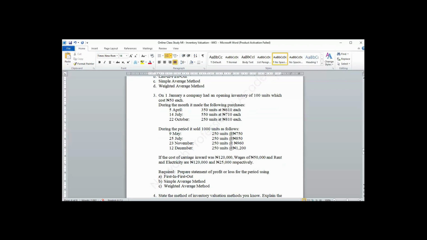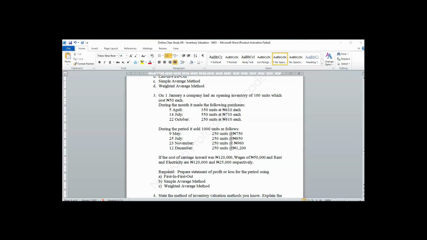Now, first in, first out, we have done that. What we are looking at is the simple average method. For the simple average method, it simply means what? Simple average pricing method. In that situation, you are meant to be adding your new price together, divided by the number of the prices. I don't know whether you understand what I'm talking about now.